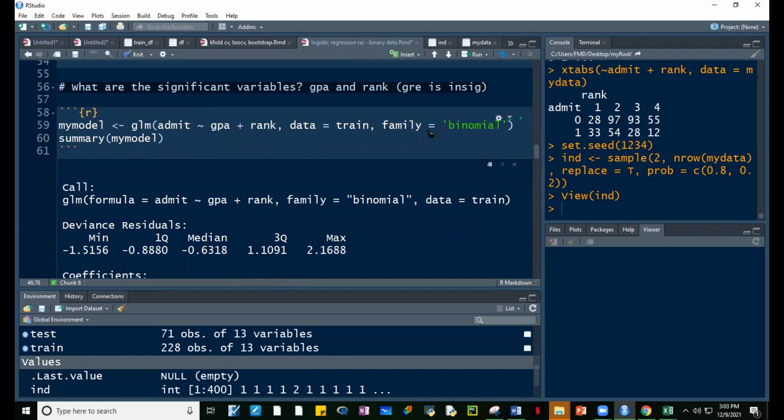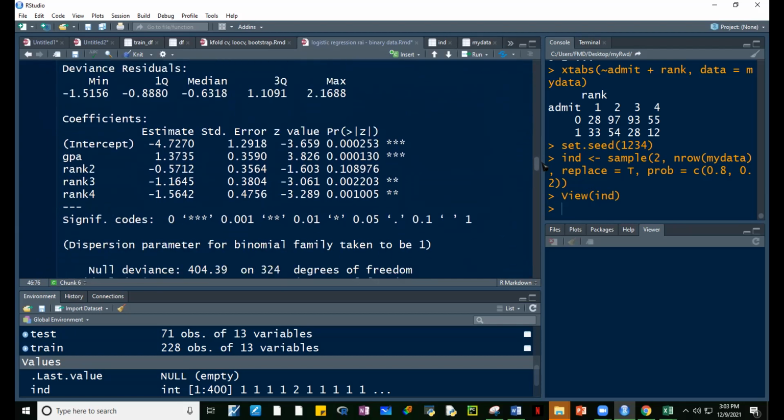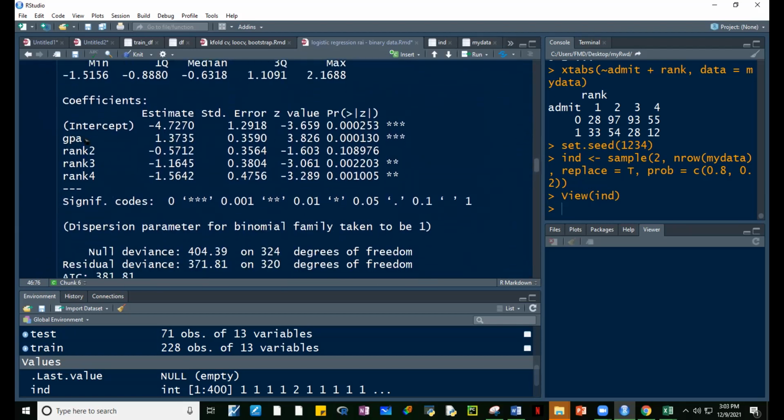Again, same: data is equal to train, family is equal to binomial. And when we run that, we have this result. GPA, significant. Rank 2, not significant. Rank 3, rank 4, significant.